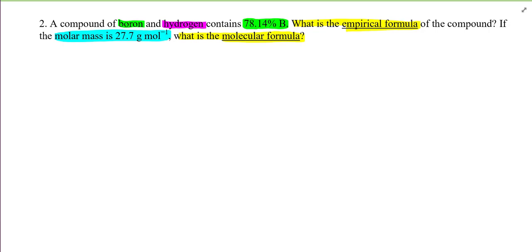First thing, we're going to take our 78.14% boron. The rest is hydrogen. So you take your 100% minus the 78.14% that's boron, and that'll give us 21.86% hydrogen.